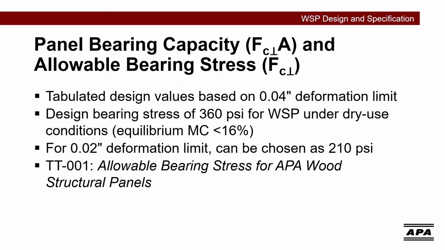This design is based on an applied test loading at a 0.04 inch deformation limit. If a stricter deformation is required for the design, design bearing stress can be chosen at 210 pounds per square inch, which correlates to a 0.02 inch deformation limit. For more information on the design bearing stress of 360 and how it was determined, see APA Technical Topic 001, titled Allowable Bearing Stress for APA Wood Structural Panels.